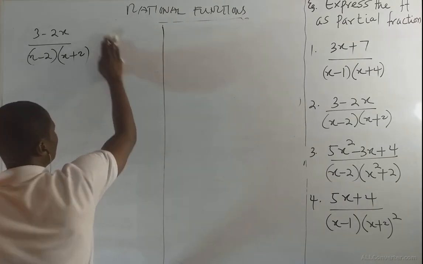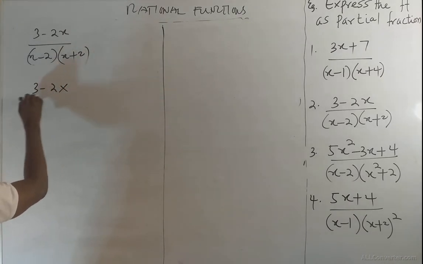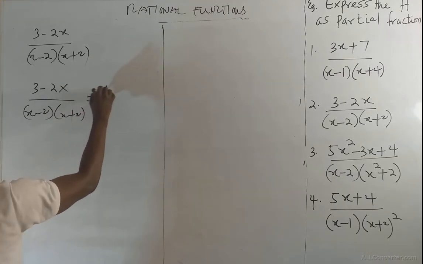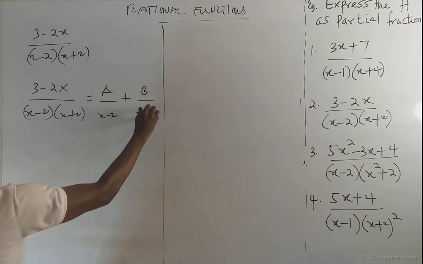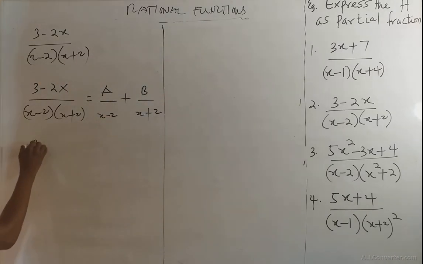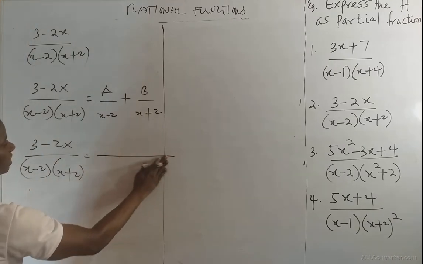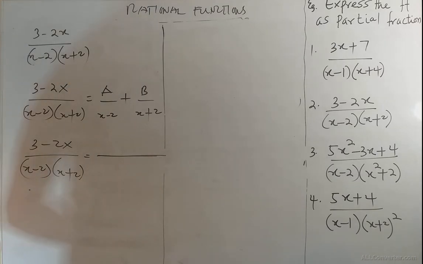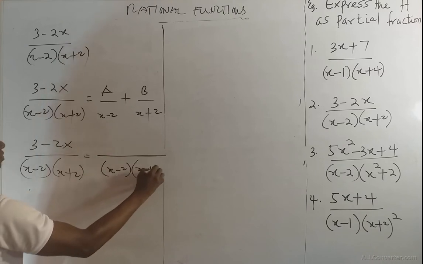So quickly, we know that if it's a linear factor, how do we solve it? It will be 3 minus 2x over x minus 2, x plus 2. This should be equal to a over the first factor, x minus 2, plus b over the second factor, x plus 2. So we now simplify as we solved the first one. Then we have x minus 2, we have x plus 2. We find the least common denominator. Then we have x minus 2 here, then we have x plus 2. That's the least common denominator.